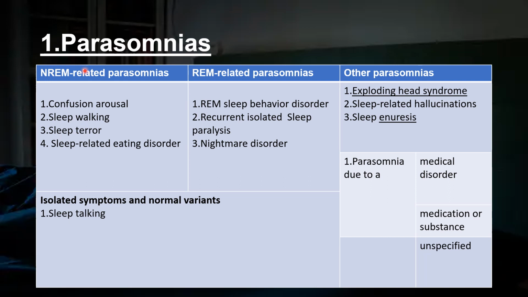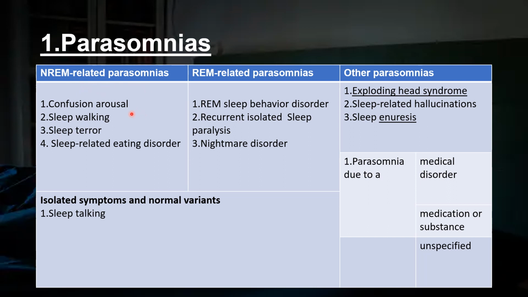The first one is the parasomnias, and it can be divided into non-rapid eye movement related parasomnias and rapid eye movement related parasomnias. We know that sleep is divided into two parts, that is non-rapid eye movement and REM cycle. NREM is further divided into N1, N2 and N3, out of which N2 is the most prominent, comprising up to 50%.